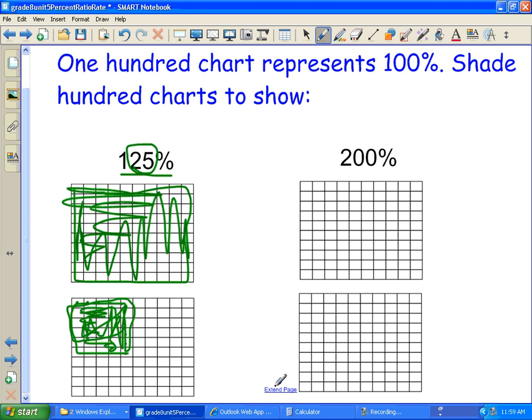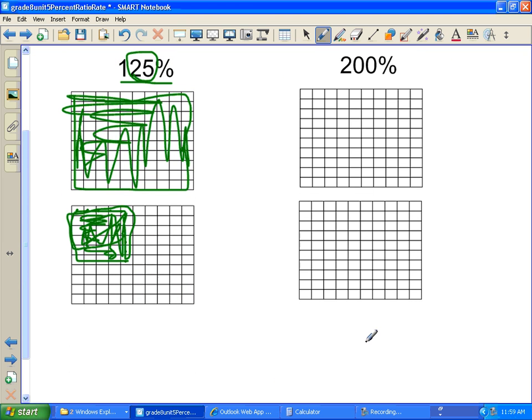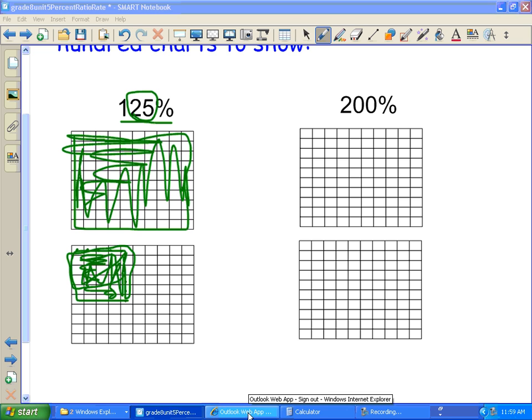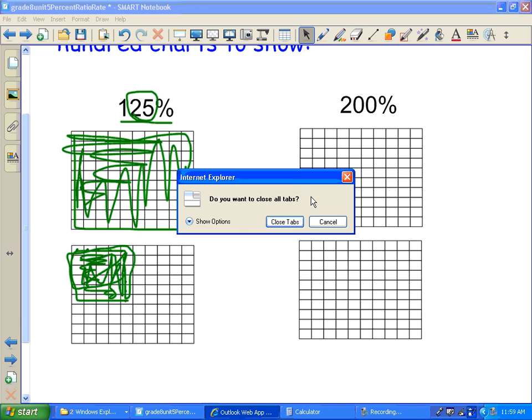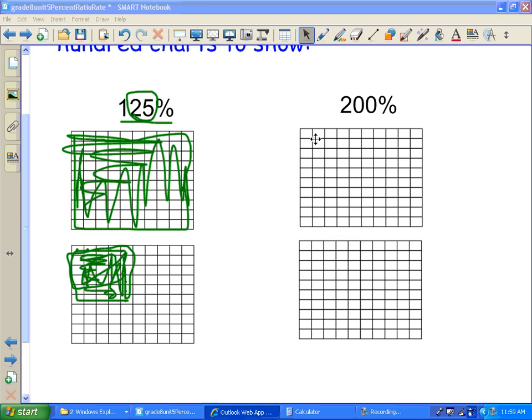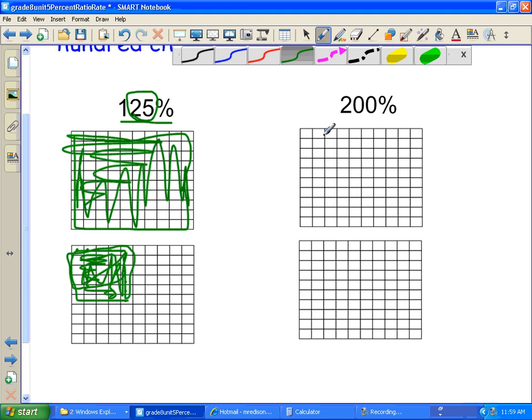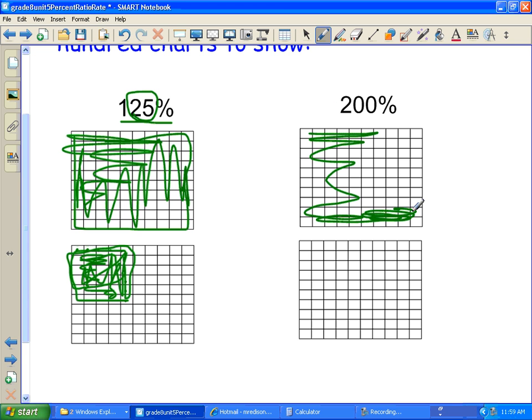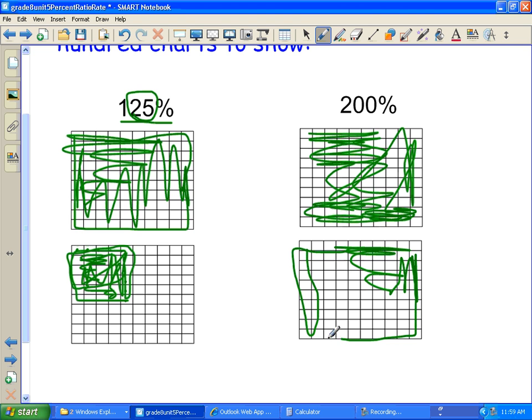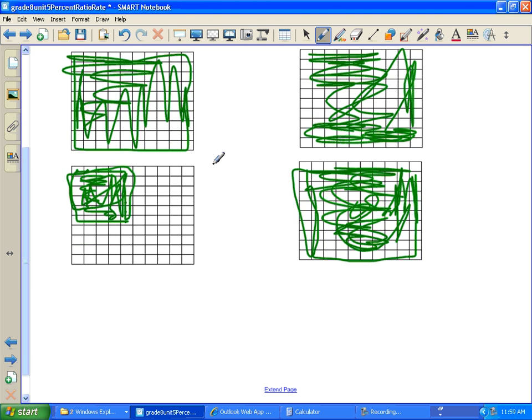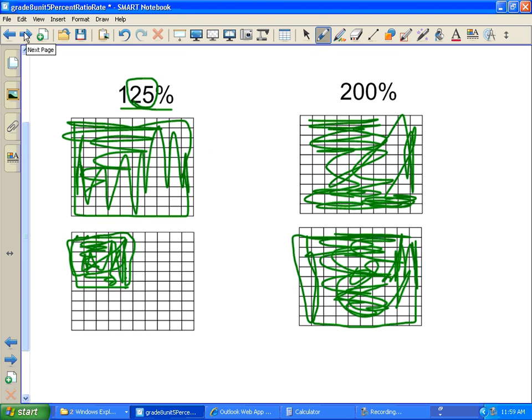125%. Now, if I have 200%, like the next example, I would end up shading in all of this, because that'll give me 100. And all of this as well to give me another 100. So shade in everything, and that'll give me 200%. Pretty straightforward on how to represent percent using hundredths grids.